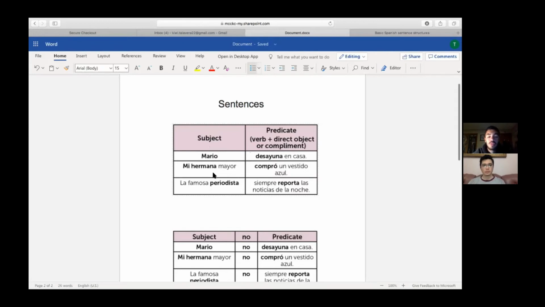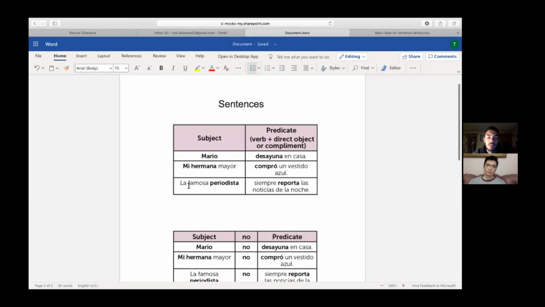Here's another one that's a little different. It says, Mi hermana mayor compró un vestido azul. The subject is mi hermana mayor, which is my older sister. And then the predicate, the verb would be compró, which is actually, we haven't talked about past tense yet, but it's a past tense verb, and it means bought a blue dress. So my older sister bought a blue dress.